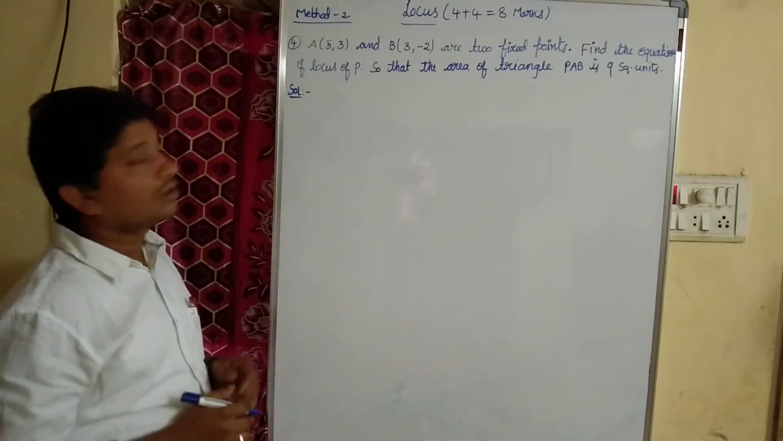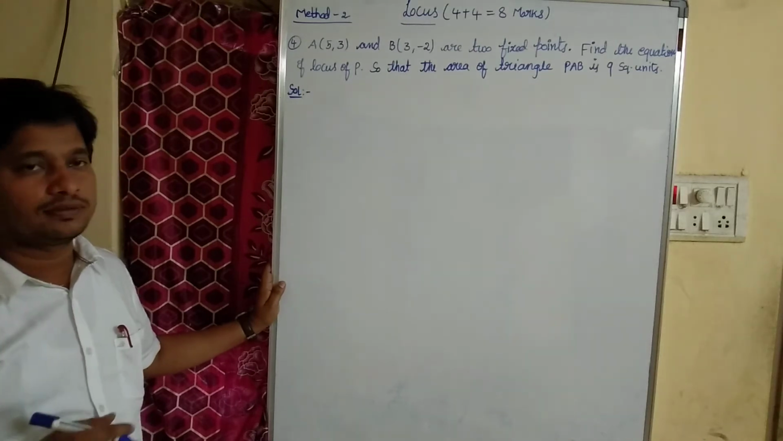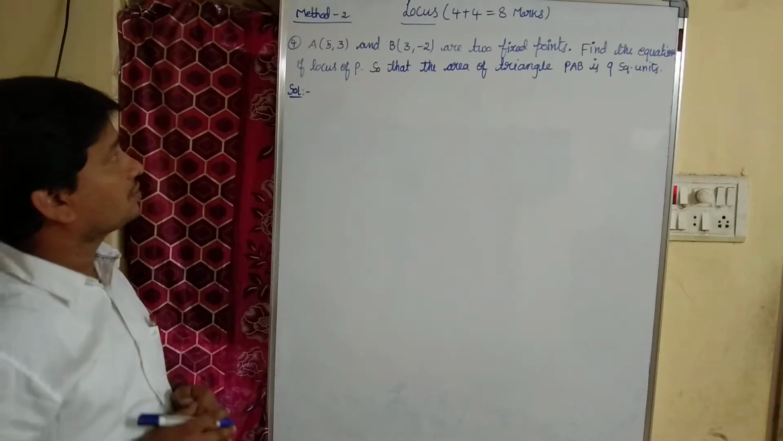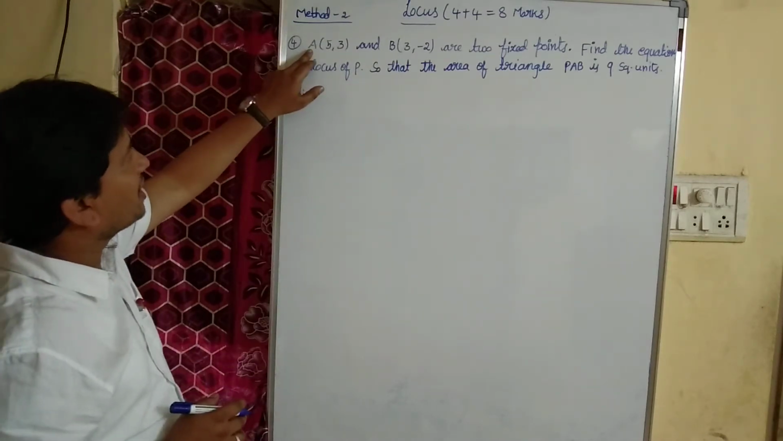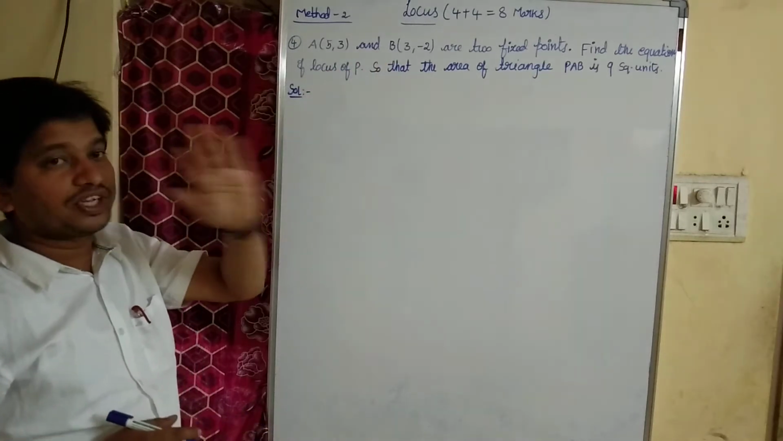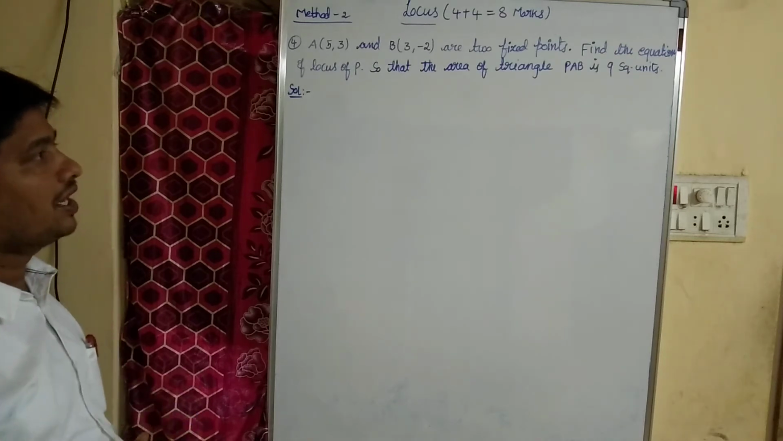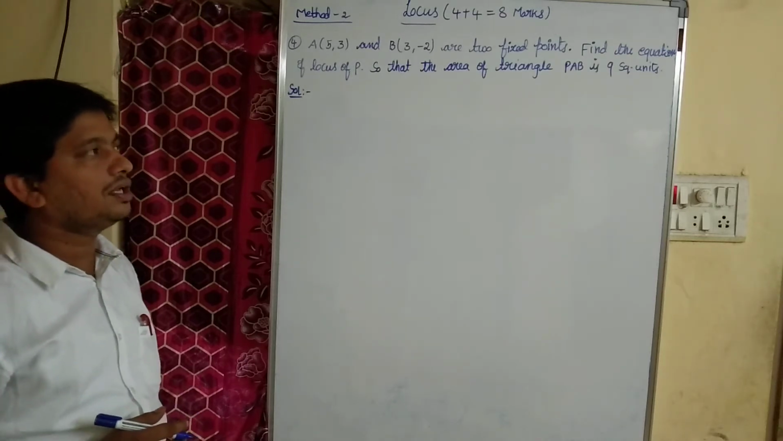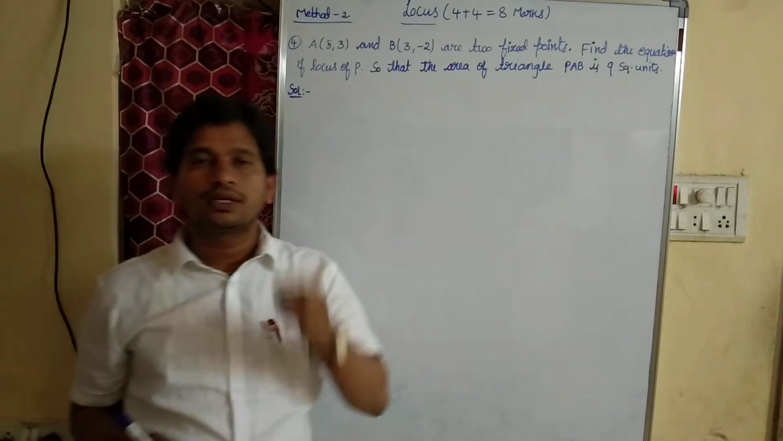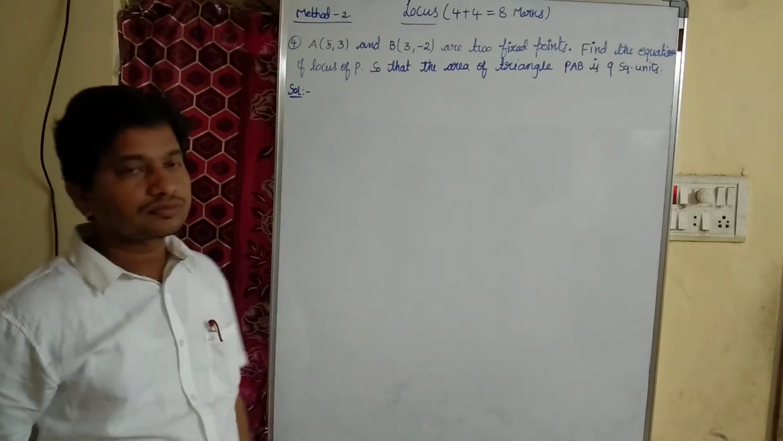Now coming to method number 2, that is based on area of triangle. First of all, let us understand what is the given question. Vertex A is 5, 3 and B is 3, -2, two fixed points. Find the equation of locus of P so that the area of triangle PAB is 9 square units. Right?